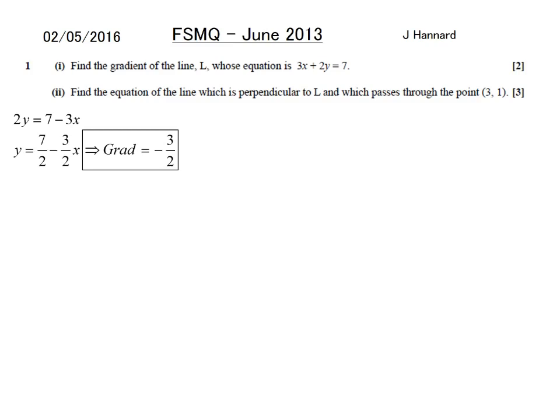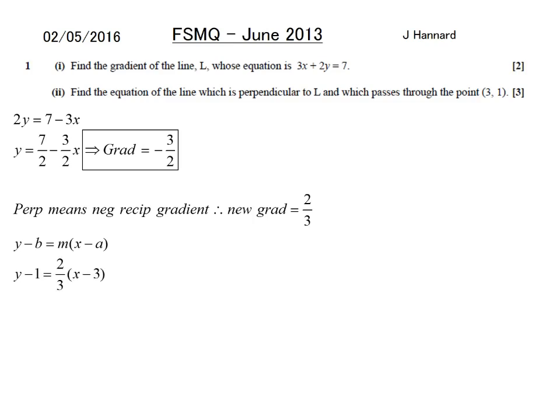Part 2. Find the equation of the line which is perpendicular to L, which passes through the point 3,1. Well, perpendicular means the negative reciprocal gradient, so the new gradient will be 2/3. y minus b equals m(x minus a). Put in the numbers and you get that. Times everybody by 3. Rearrange and you end up with 3y equals 2x minus 3. Not too bad for a start in the question. I'd be very happy with that.